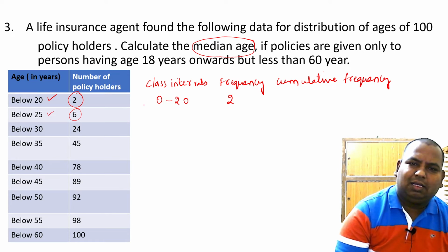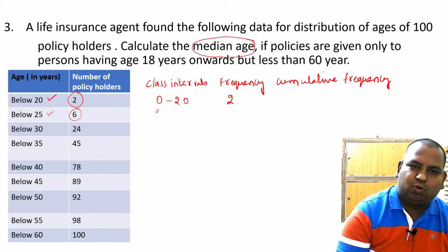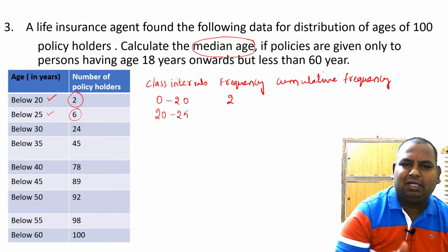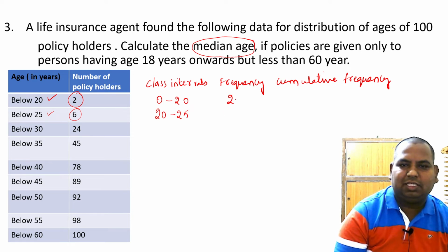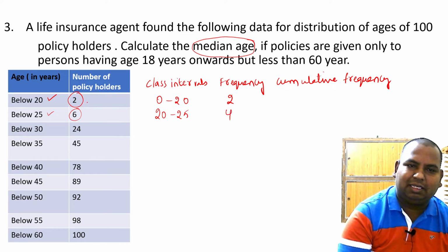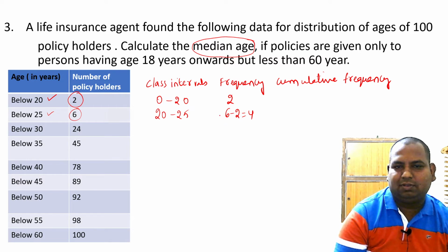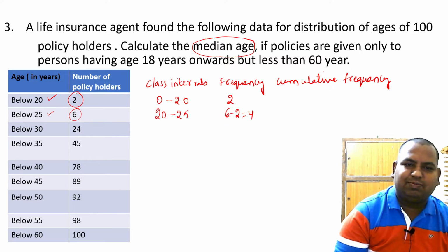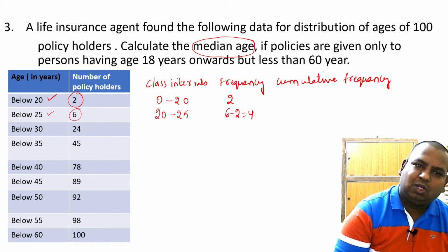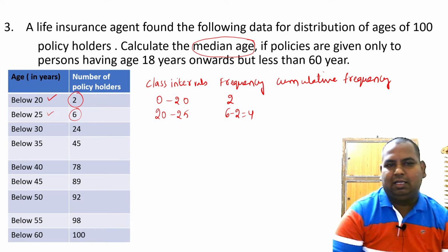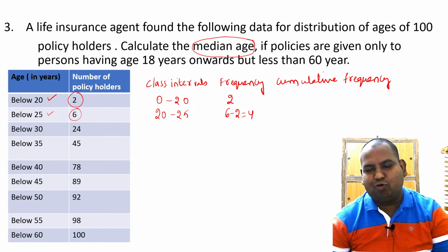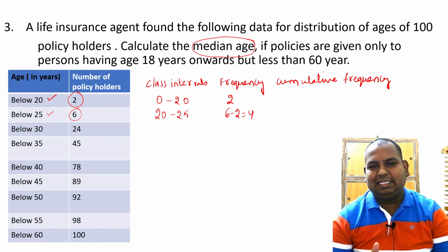So tell me, how many people have an age in between 20 and 25? Means 20, 21, 23, 24. So there are 4 people. Are you getting me? 6 minus 2 is 4, because there are 2 people whose age is below 20 and 6 people whose age is below 25. So if I remove 2 people, I'll have 4 people, and those 4 people's age is in between 20 and 25.